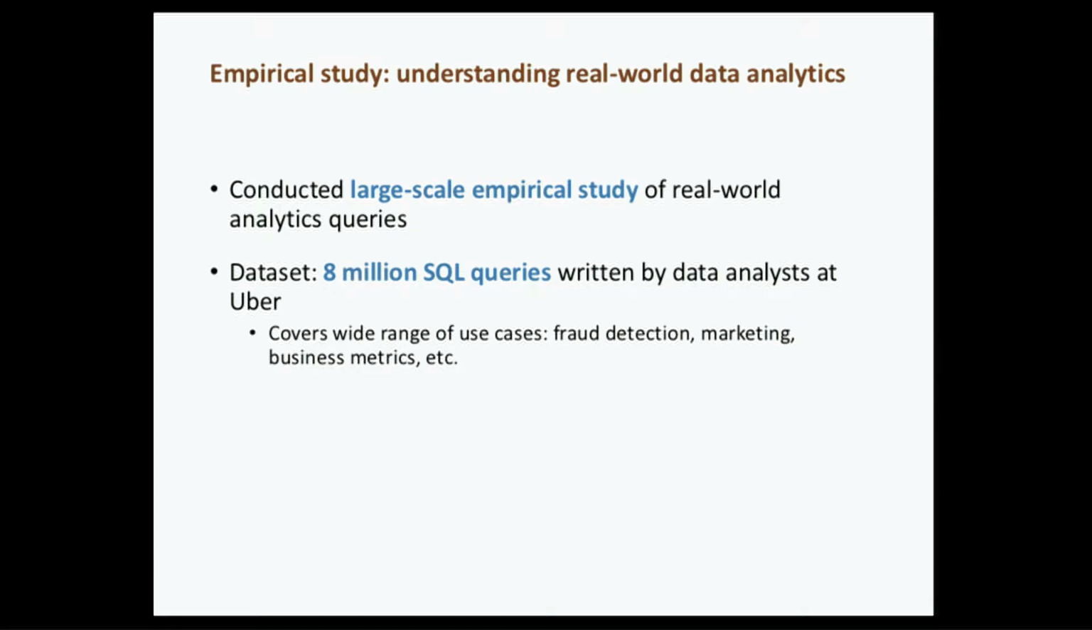And so we were able to get about 8 million SQL queries that were written by analysts at Uber. And we did this study. They're from a lot of different parts of the company. They use these queries to do fraud detection. They use it to do marketing. They use it for all kinds of stuff. And we wanted to figure out what would we have to do to build a system that would be able to answer as many of these queries as possible with differential privacy?